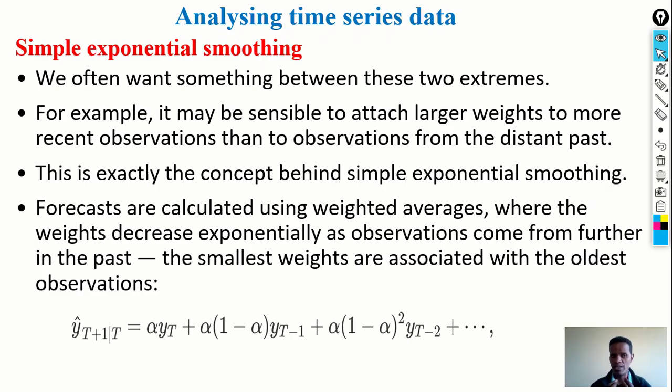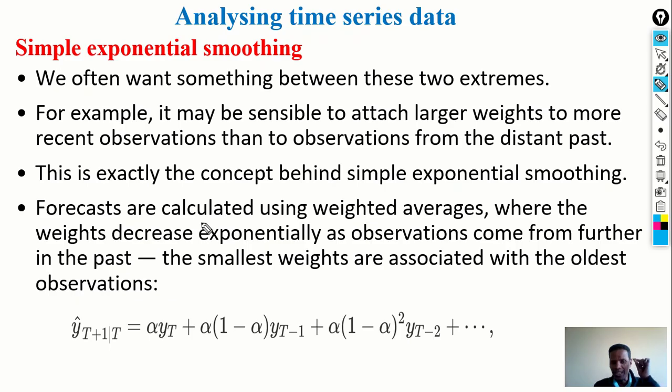Another way, between these two extremes, would be an appropriate simple exponential smoothing method. For example, it may be sensible to attach larger weights to more recent observations than to observations from the distant past. So giving more weight to recent observations is better than giving equal weight to distant past events and the current observations. So there should be something which takes this consideration into account.